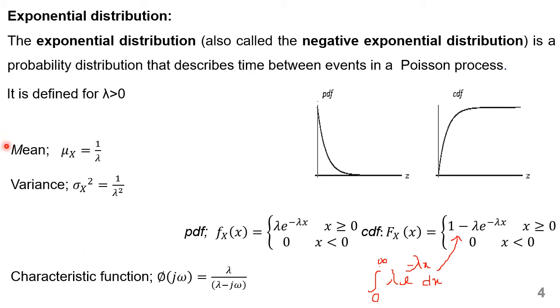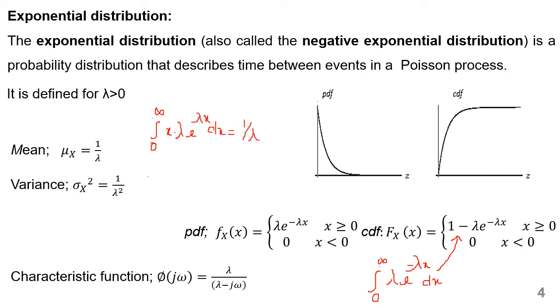Next, we need to compute the mean. The mean value can be computed as the integral from 0 to infinity of x into the PDF. The PDF is lambda e to the power minus lambda x dx. When you do this integration, you will get the answer as 1 by lambda.